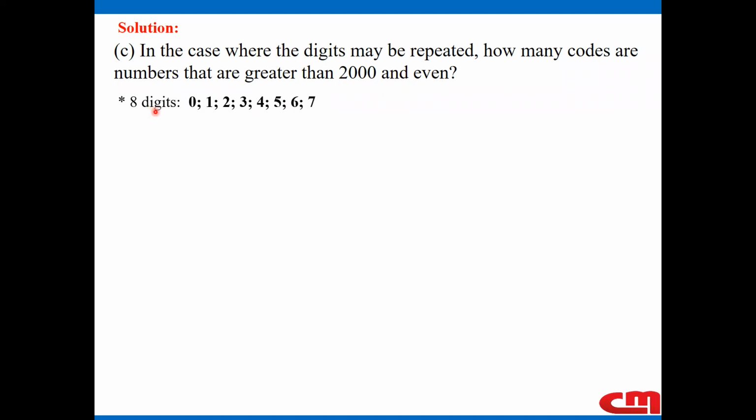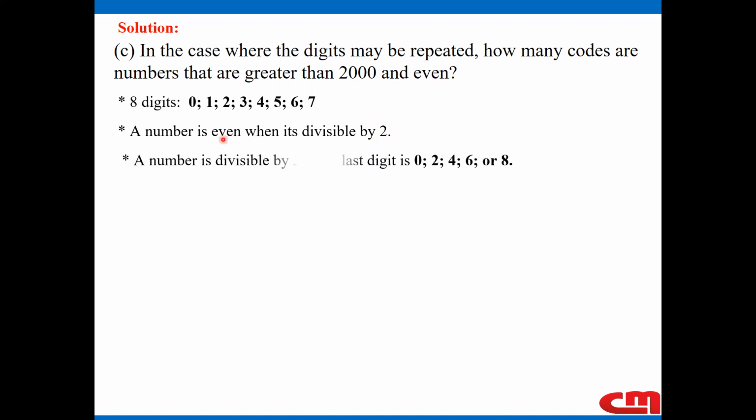Here are the 8 digits, 0 to 7. A number is even when it's divisible by 2. We are trying to attend to this condition. Once a number is divisible by 2, it is even. Then from the initial table that I showed you, a number is divisible by 2 if the last digit is 0, 2, 4, 6, or 8.